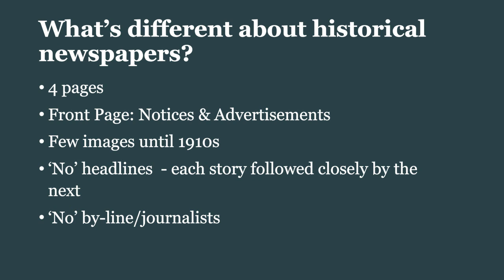The front page was invariably covered in notices and advertisements and did not actually have headlines or stories. There were very few images until around the 1910s, generally speaking, although the Illustrated London News had been published since the early 1800s, and there was no byline or journalists in the early newspapers, so it can be quite difficult to do journalism history, ironically, from newspapers, as journalists did not have a byline.